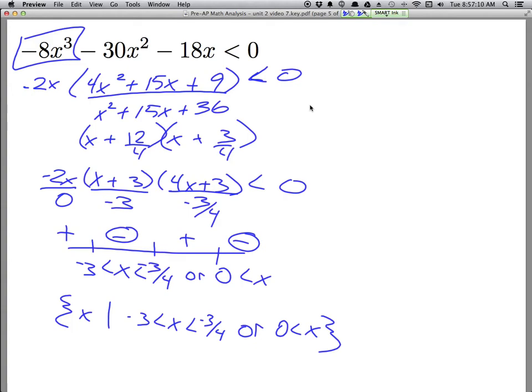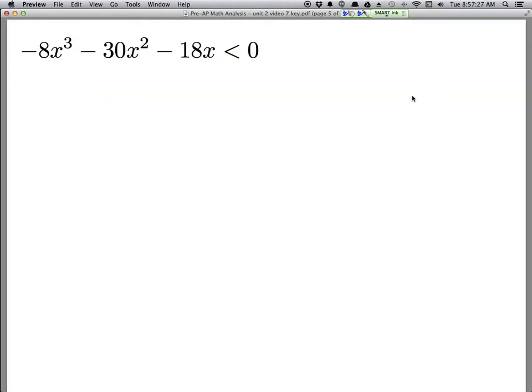Okay, how else could I write this if I wanted my x to be on the left? Right, that's the same thing as x is greater than 0, so keep that in mind. If you like your x on the left, then you have to switch everything around. Alright, next one.